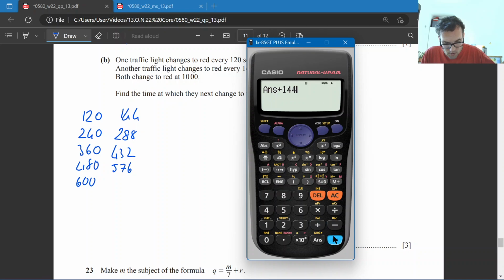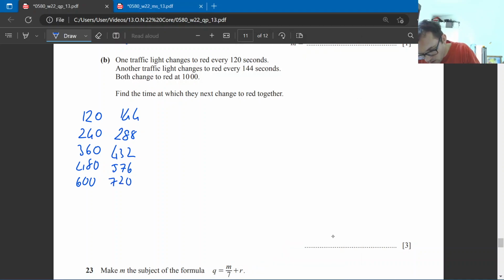Let's do one more. 720. Wait a minute, isn't the next one 720? It worked. It worked. So that means after 720 seconds. Hey, it worked. Remember, this is in seconds. So after 720 seconds. I mean, there's another way to do it. I'll show you that way. Okay, but let's run with this.